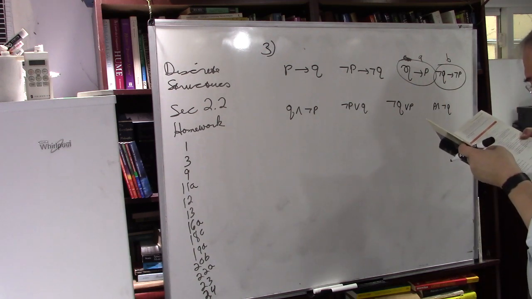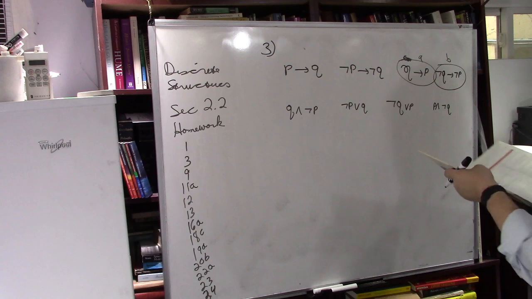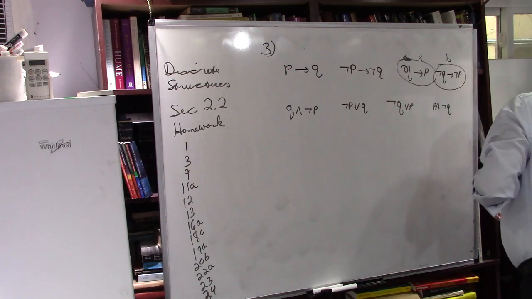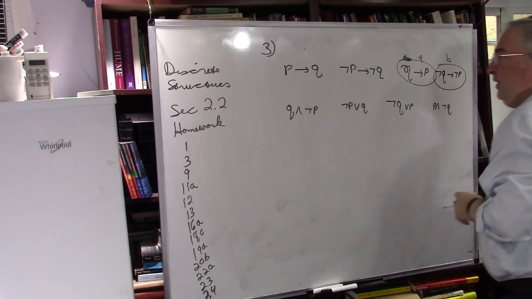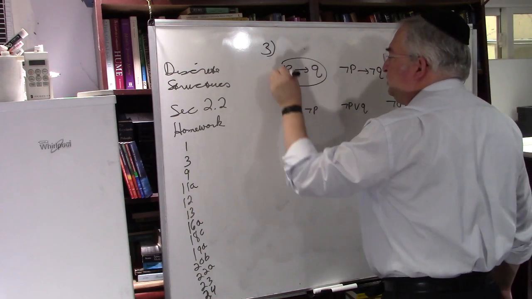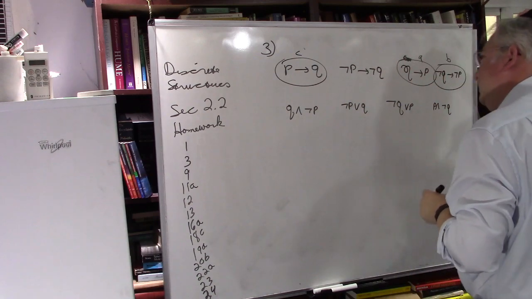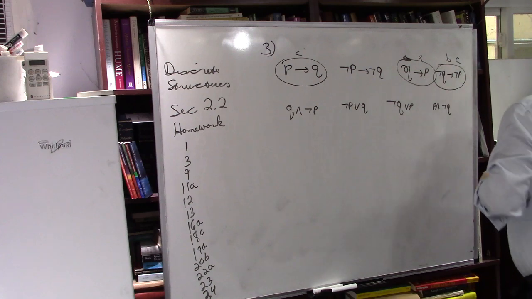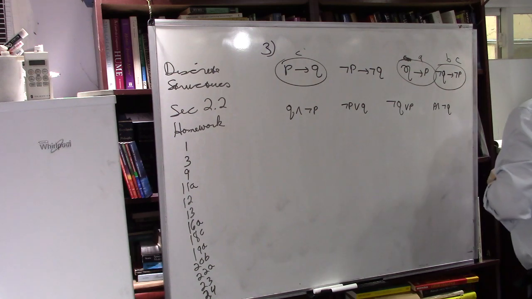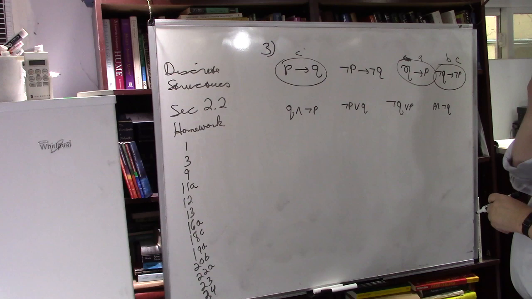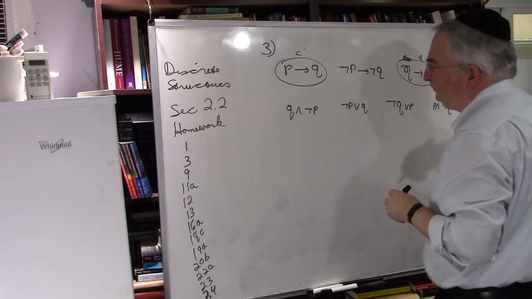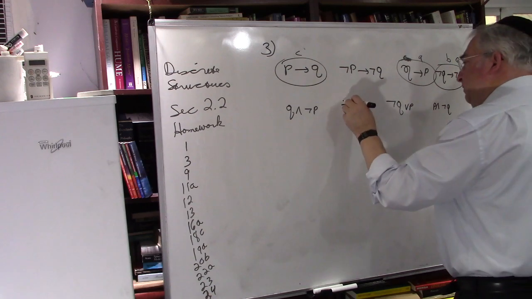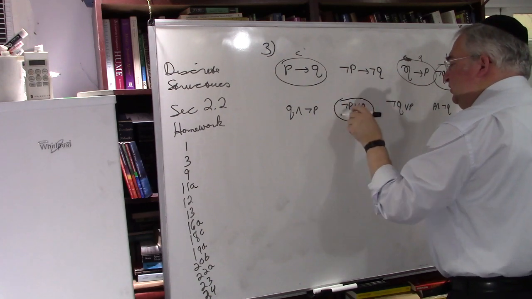Okay, great. Which propositions are logically equivalent to P arrow Q? So that's interesting. Which are logically equivalent to P arrow Q? So this is C. This is logically equivalent. This is C. This is logically equivalent. Okay, what else? This is logically equivalent.